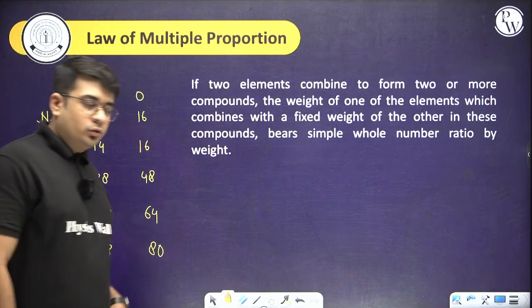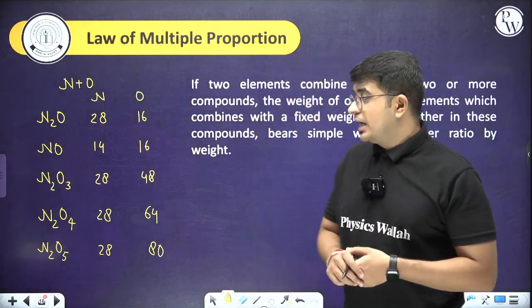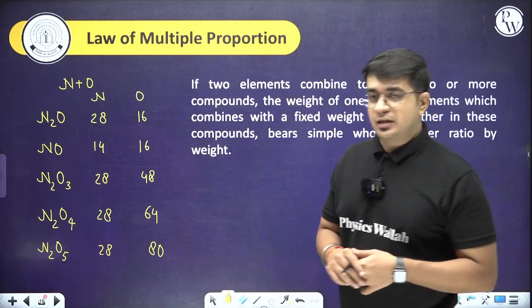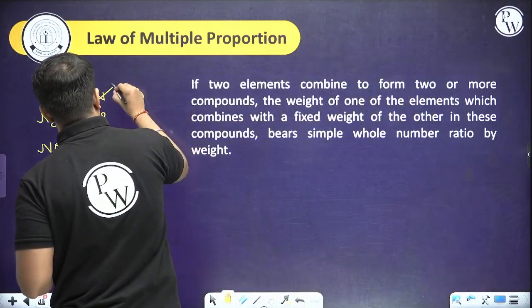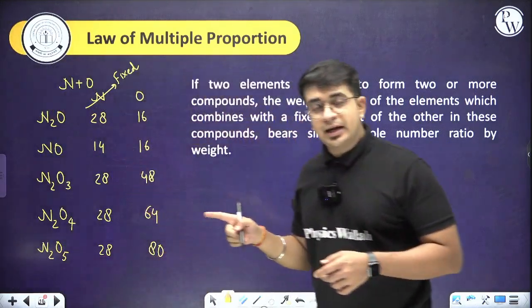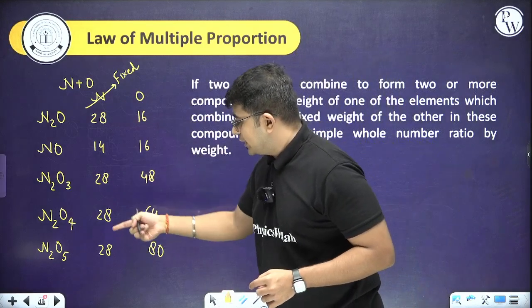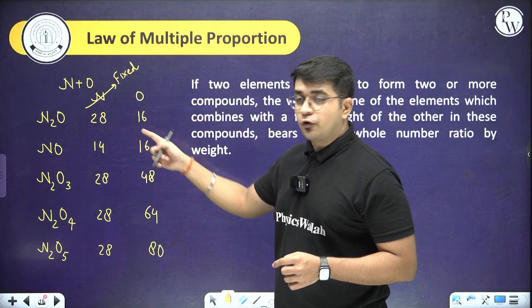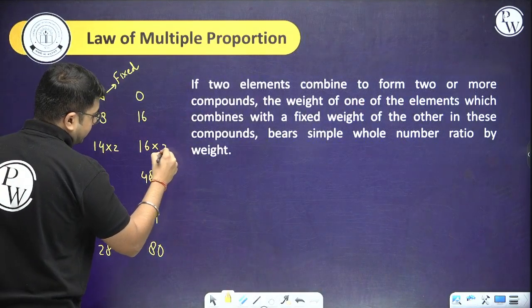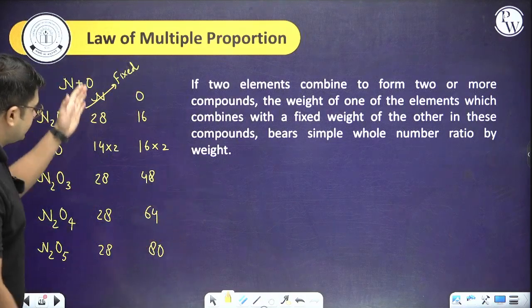So I told you if two elements are combining to form more than two compounds, and I'm fixing the mass of one element, I have to pick which element I am fixing. So let's say I'm fixing this nitrogen. This is fixed. To fix this particular part, I need to make sure that every amount is exactly the same. So we have 28, 28, 28, 28. But in this situation, we have only 14. So I am multiplying the entire part with 2 so that every mass becomes 28. And now I am fixing this part.